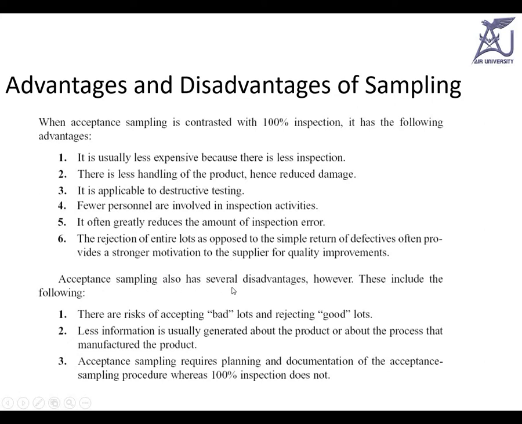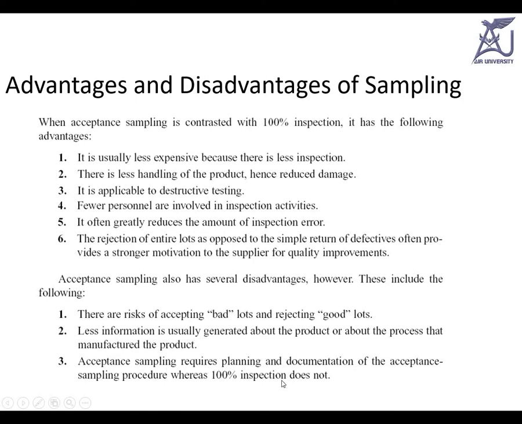Acceptance sampling also has some disadvantages. For example, there is the risk of accepting a bad lot and rejecting a good one. That is a type 1 error and a type 2 error, which we call the alpha risk and the beta risk. Less information is usually generated about the product or about the process that manufactured the product, because you are just taking a sample and making a decision about the whole lot on the basis of the sample. So a lesser amount of information is generated.